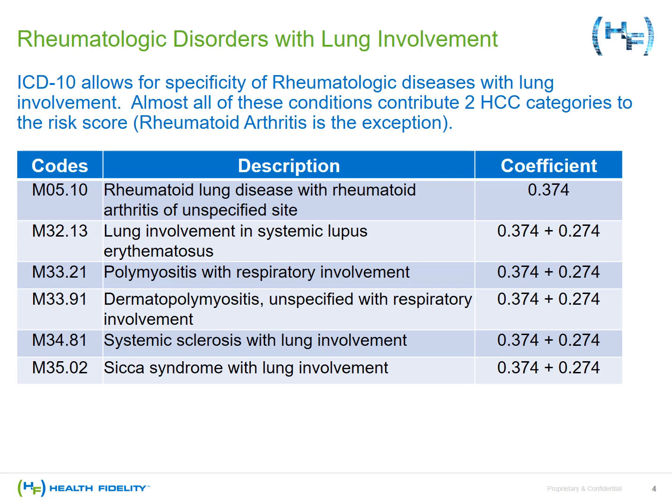However, if you have lung involvement in systemic lupus, you will get 2 coefficients for that single code of 0.374 plus 0.274. You will get 2 coefficients if you have lung involvement with either lupus, polymyositis, dermatopolymyositis, systemic sclerosis, or sickle syndrome.